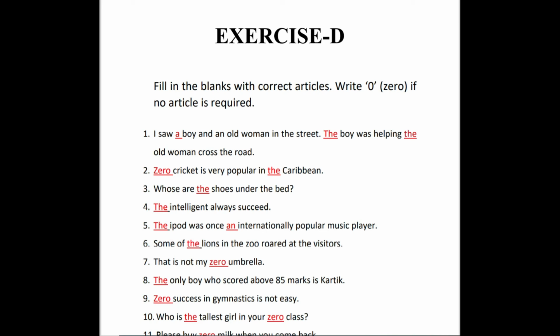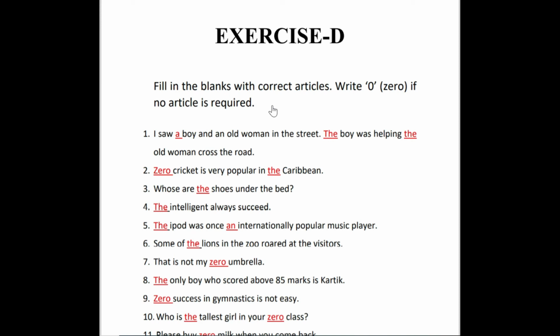Now comes the last exercise. You can assess yourself easily after solving these exercises, how much you have understood the lesson and how much you have grasped all the rules. If somewhere you are not getting it clear, you are requested to watch the video so you may get through the lesson. Now here, fill in the blanks with correct articles. Write zero if no article is required. Yes, that's the fourth article.